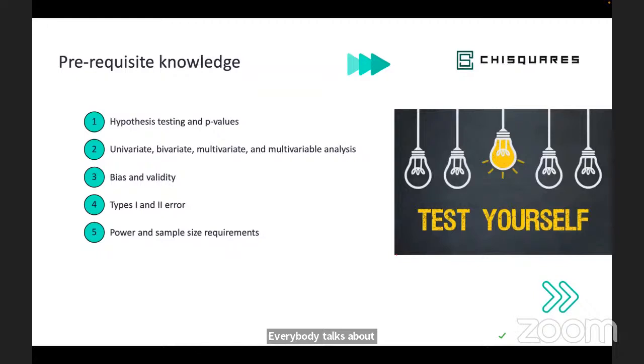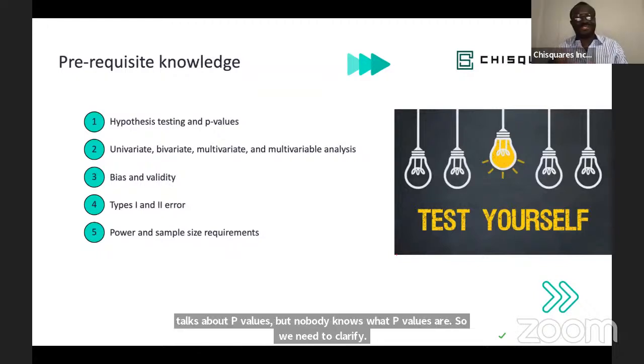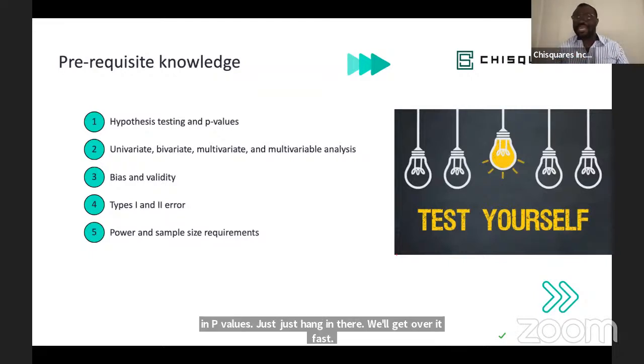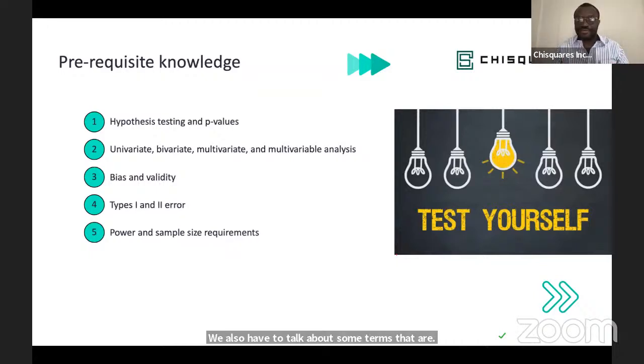I can't just assume you all know it. So I just have to go over it. So if you're an expert in p-values and you're feeling bored, just hang in there. We'll get over it fast. We also have to talk about some terms that are, again, pretty used, but misused as well. Univariate, bivariate, multivariate, and multivariable. What do these things mean and how do we use them? We need to understand bias and validity. We need to talk about types 1 and 2 error.